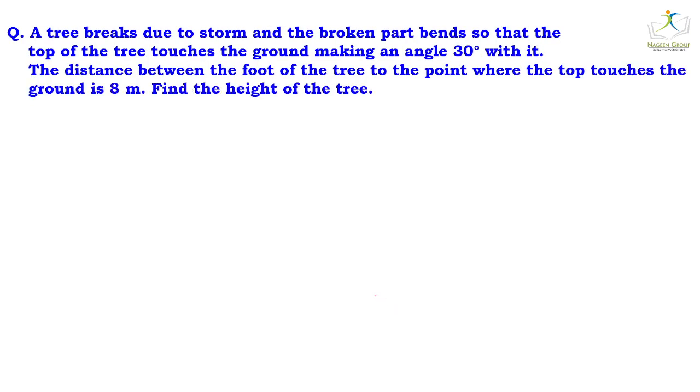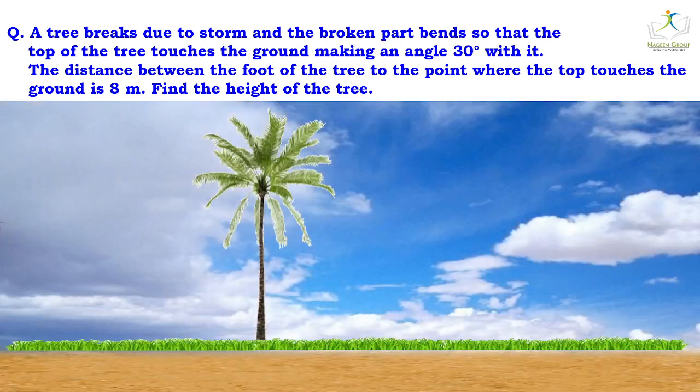Question is a tree breaks due to storm and the broken part bends so that the top of the tree touches the ground making an angle of 30 degree with it. The distance between the foot of the tree to the point where the top touches the ground is 8 meter. Find the height of the tree.